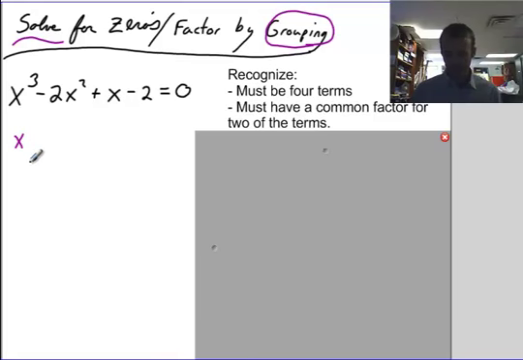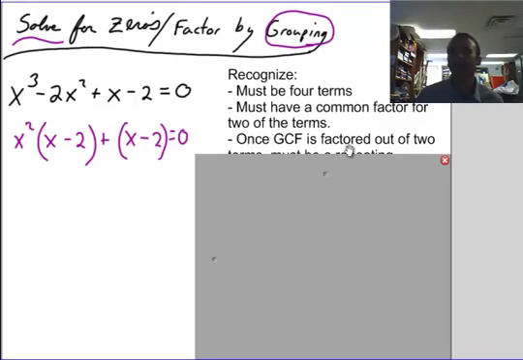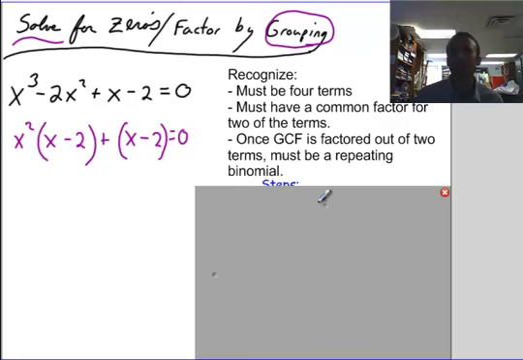So I'm going to factor out this x squared, and what I'm left with is x minus 2. And I still have this plus sign. And over here I have x minus 2, and I'm going to put parentheses around that so you can see the next one. Okay, now once the greatest common factor is factored out, 2 of the terms must be a repeating binomial. So I do have this repeating binomial. I have x minus 2 and x minus 2.